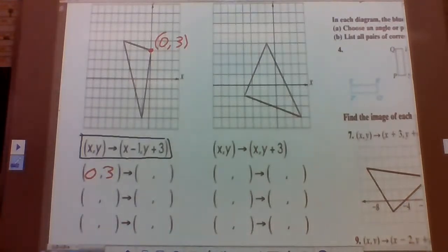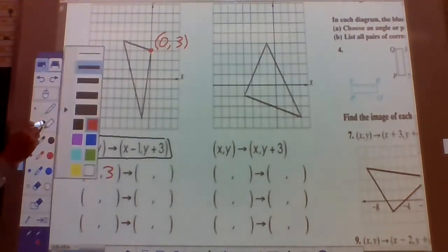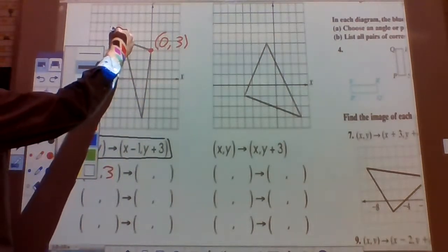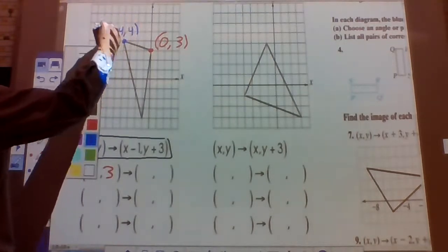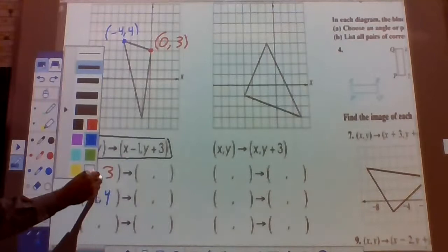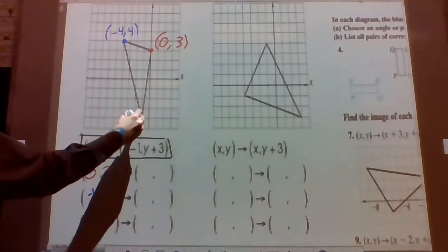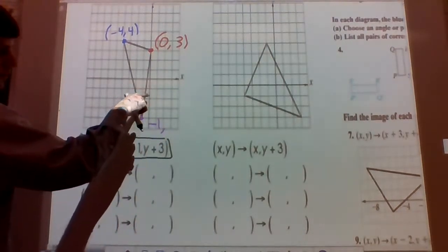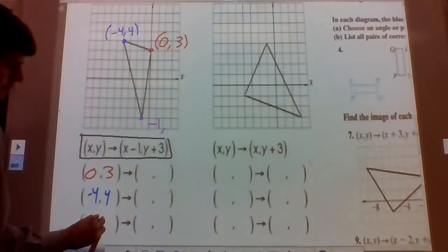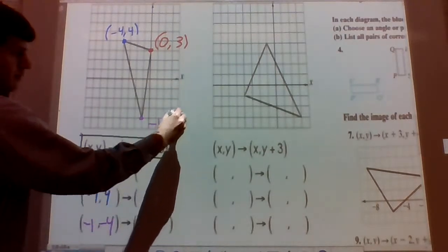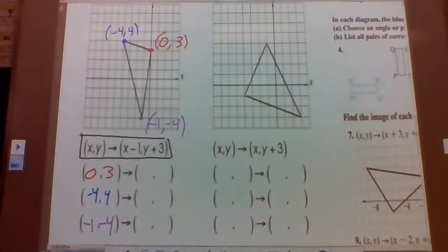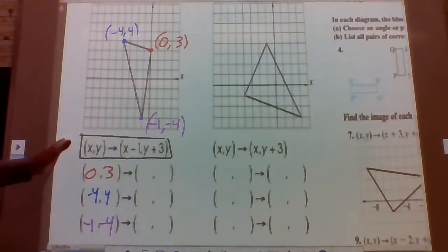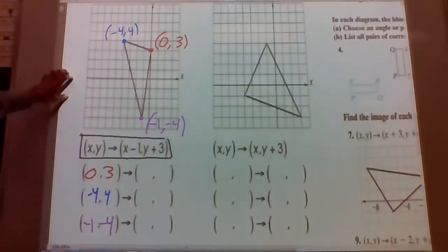Okay, so we then have negative 4, 4. And our last point here is negative 1, negative 4. So there's our original figure. There's our 3 vertices, and we now want to translate everything 1 point to the left. We want to shift everything 1 to the left and up 3.